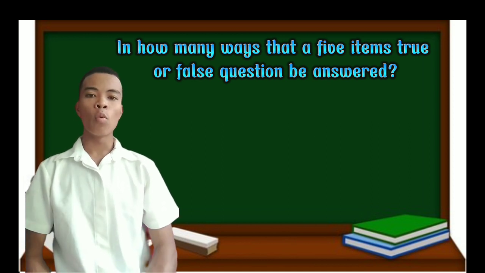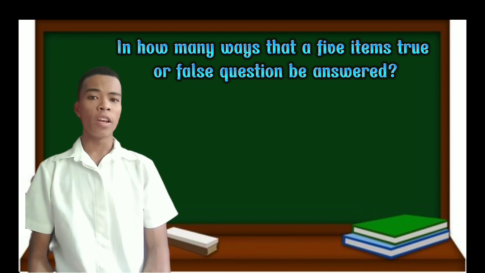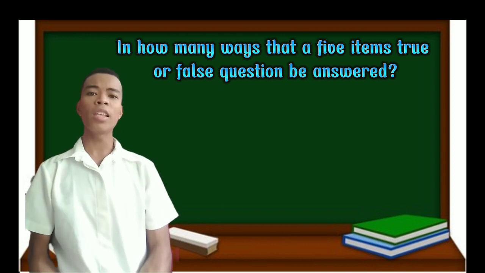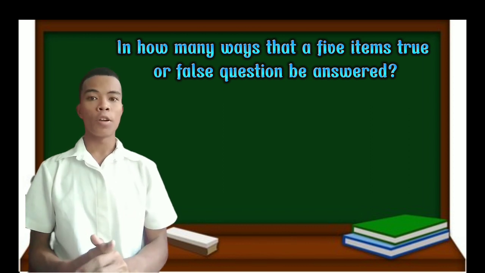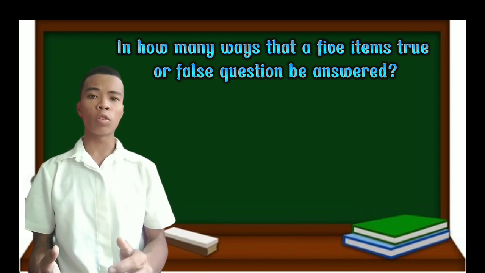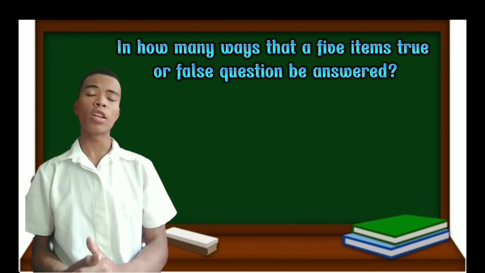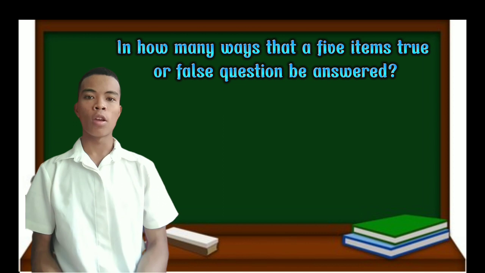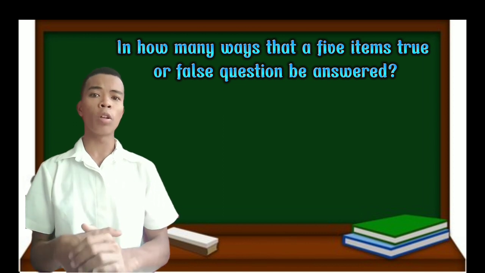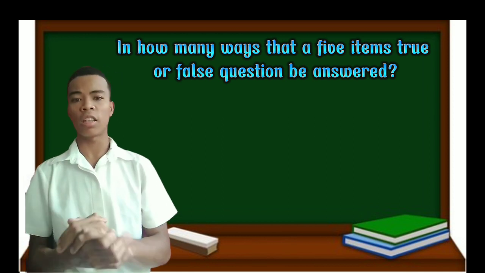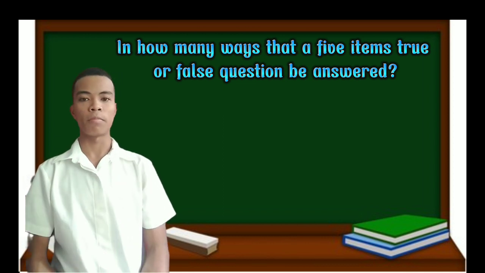The next problem is, in how many ways can a 5-item true or false question be answered? In this item, we are going to apply the fundamental counting principle. So what is the fundamental counting principle, by the way? The fundamental counting principle is an important principle in math. It states that the number of ways for multiple independent events to occur simultaneously is equal to the product of the number of ways each event can happen. We will use the principle in mathematical applications involving independent events and counting techniques, just like the given problem.